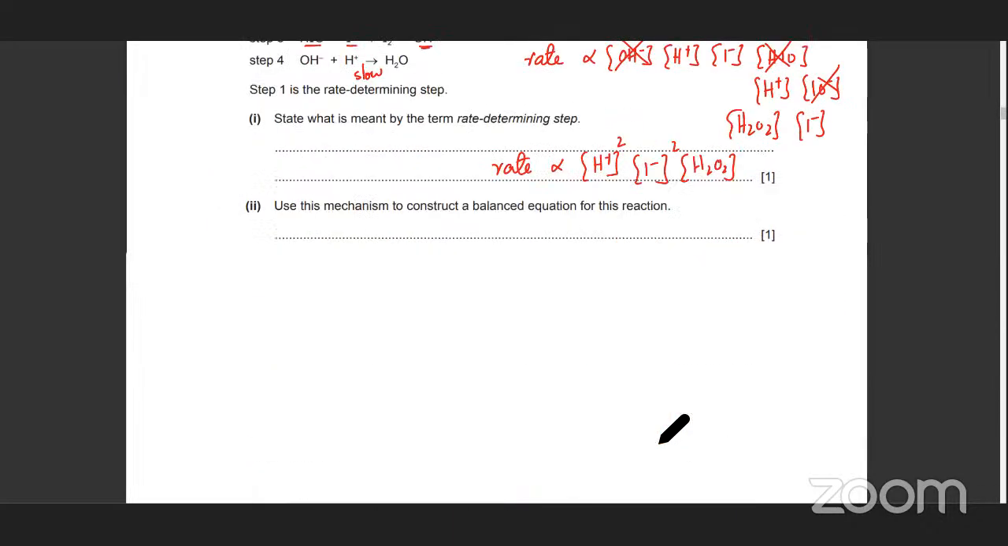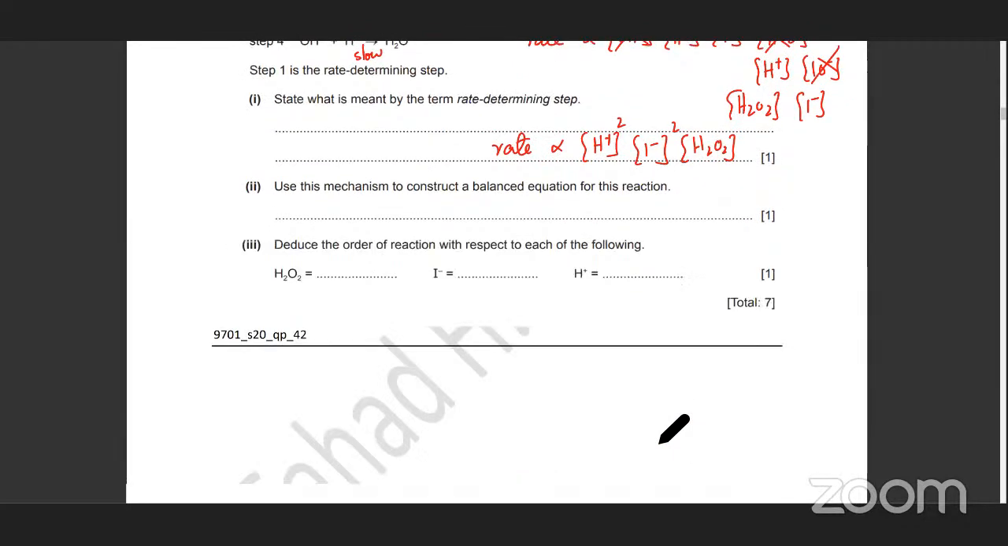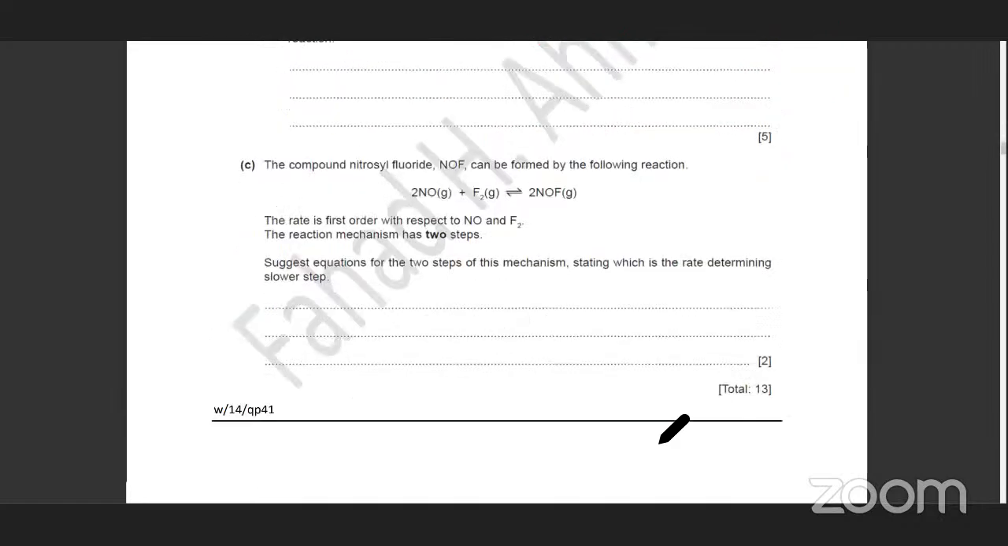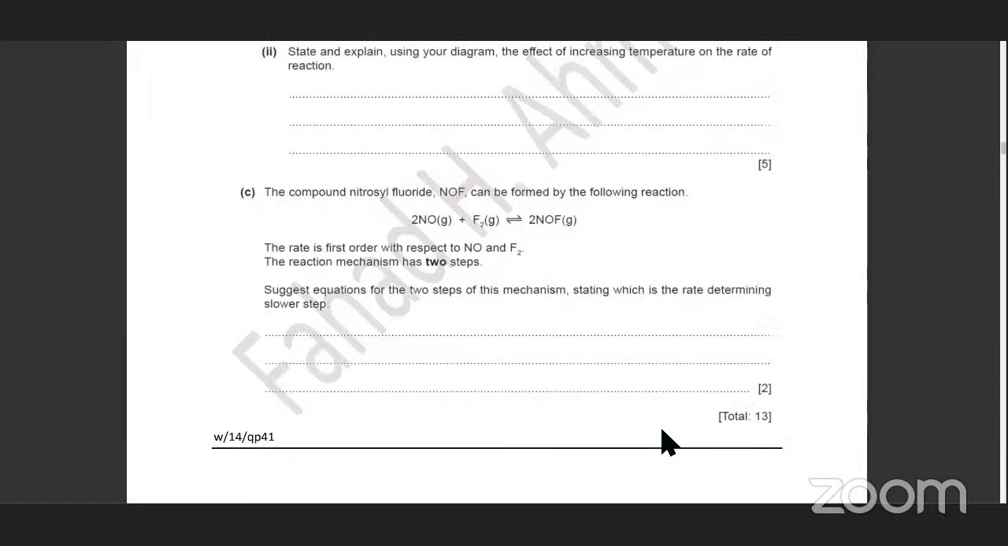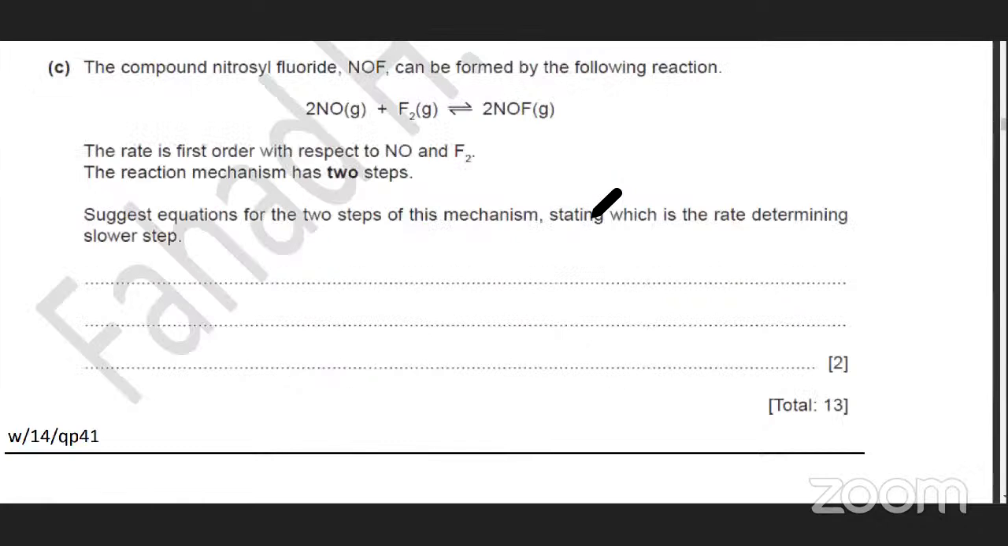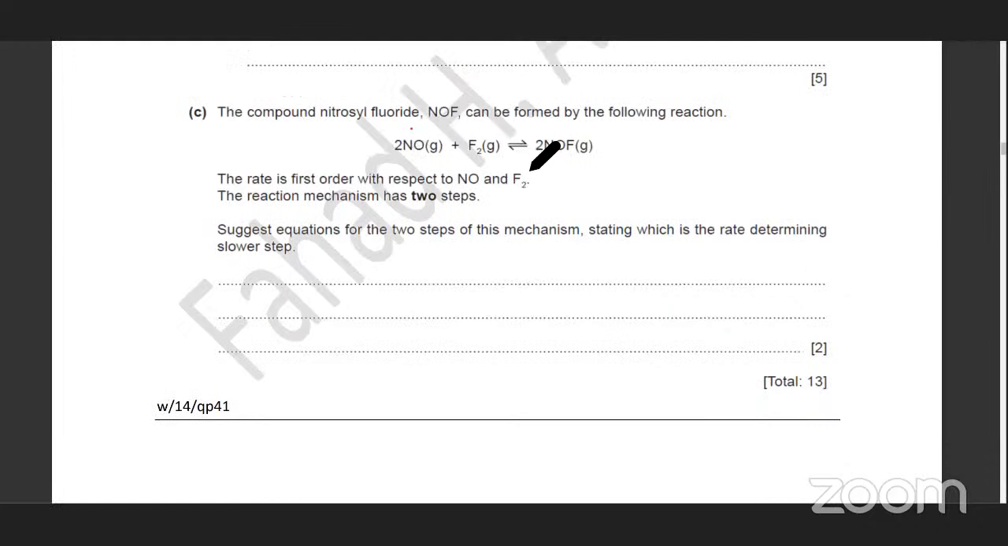ठीक है, तो let's एक और मैं वो देख लूं कि अच्छा, sometimes you'll be asked to make your own mechanisms. ठीक है, सही क्वेश्चन है. This is now frequently being asked. You're being asked to make your own mechanisms. So NO and F2 reacting to form NOF, and उससे क्या है, the rate is first order with respect to NO and F2. So you have to think of your own mechanism. तो इसका mechanism वो खुद बना लेते हैं. Let's make 2 steps, 3 steps. जितने मर्जी steps बनाओ, ठीक है. We don't know what the mechanism is, so it's up to us.